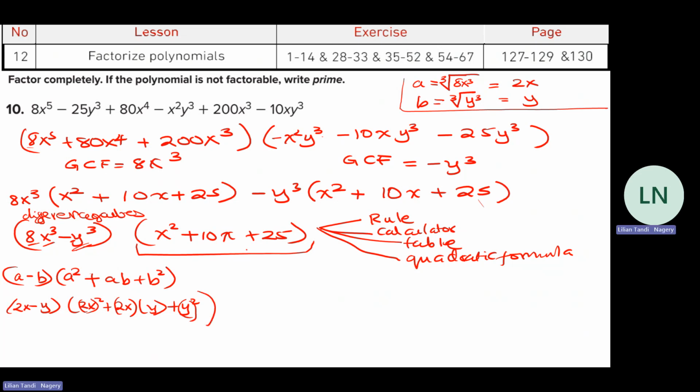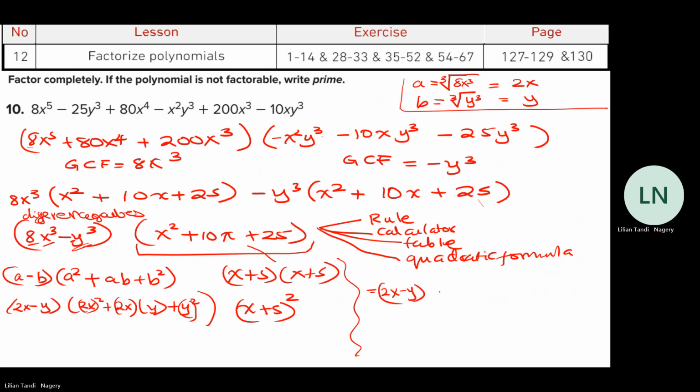Okay. Then when I factor this out, I should get x plus 5, x plus 5, which becomes x plus 5 squared. Okay, now write your answer. Your answer will be 2x minus y, 4x squared, sorry, 4x squared plus 2xy plus y squared, x plus 5 squared.